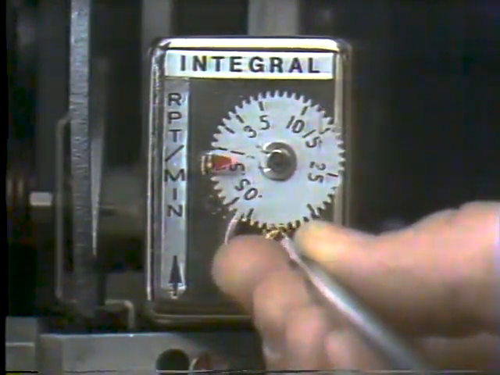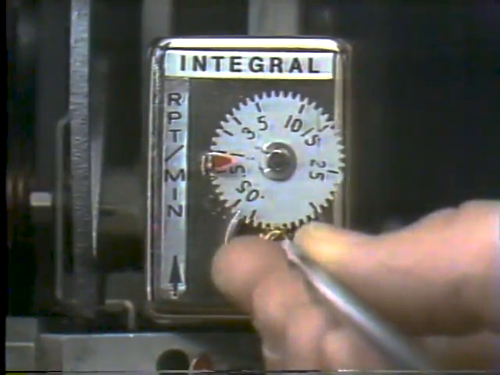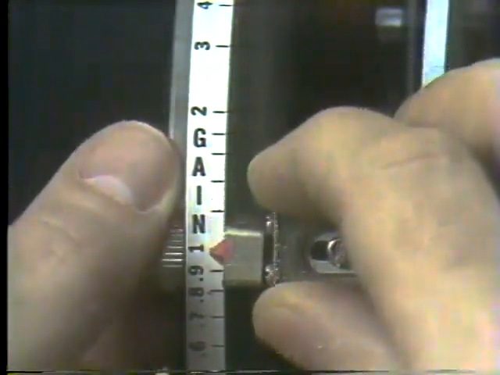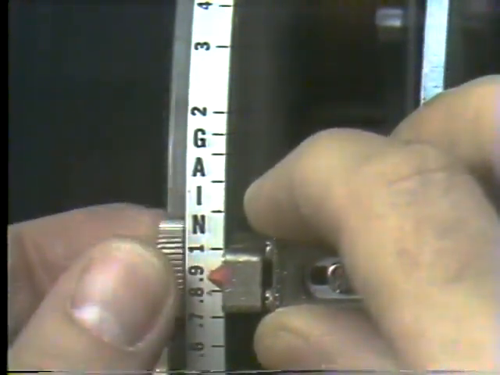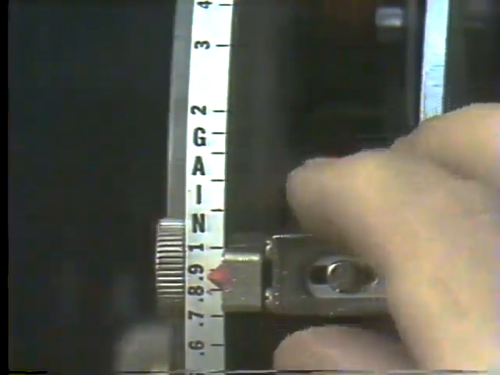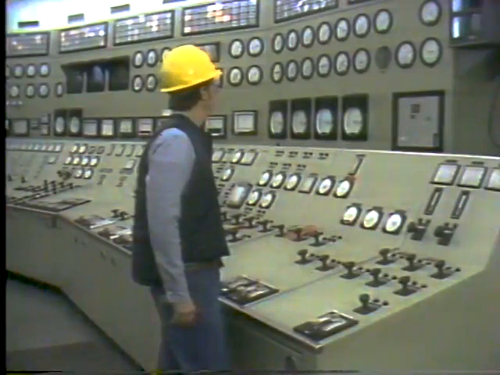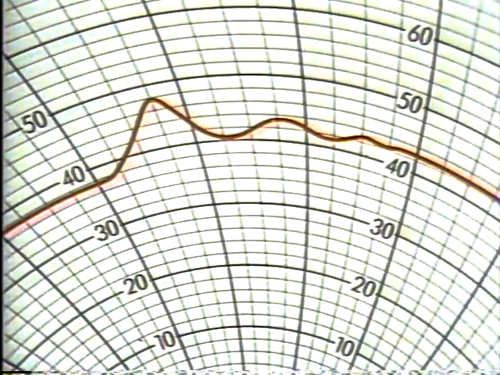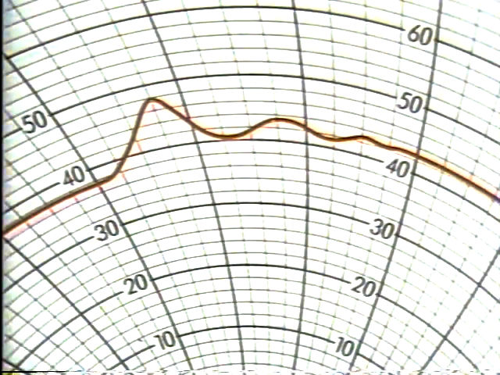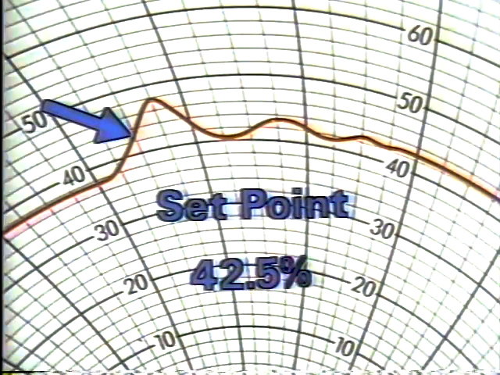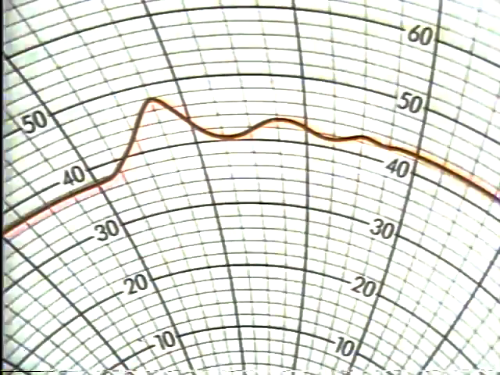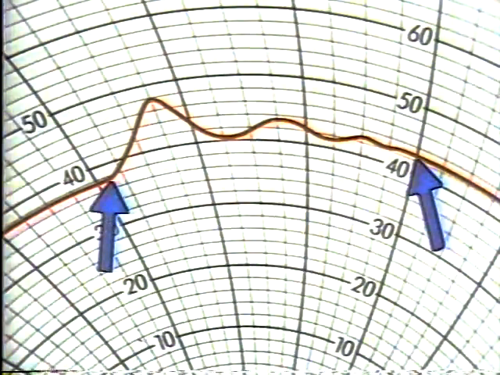After setting the reset to 0.8 and decreasing the gain to a point he had determined to be correct, he observed the process's reaction. Here's an illustration of what he saw. The reset was too high. The temperature had quickly returned to the set point of 42.5%, but it had overshot it and cycled. Of course, the cycling had caused it to take too long to stabilize.